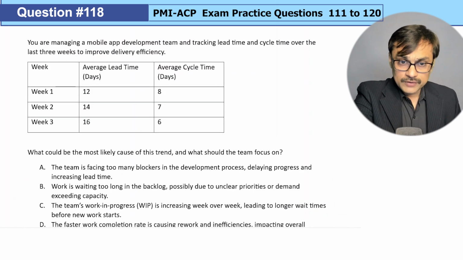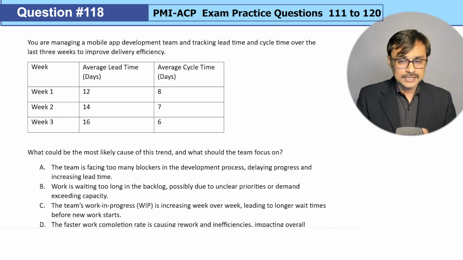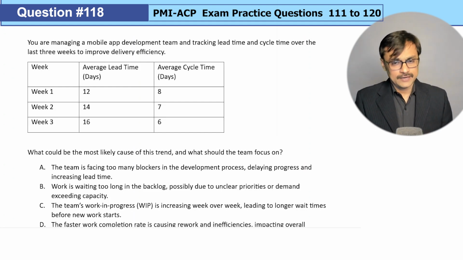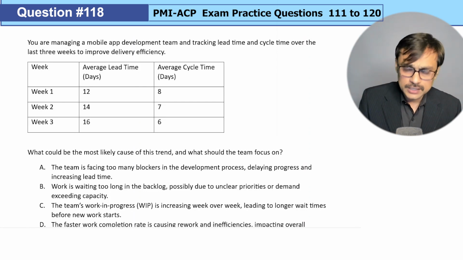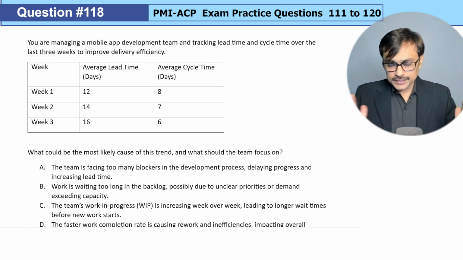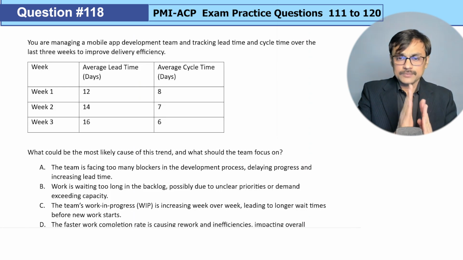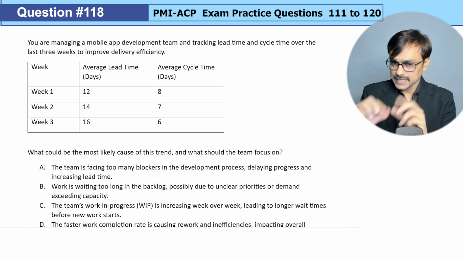Now, question number 118. You are managing a mobile app development team and tracking lead time and cycle time over the last 3 weeks to improve delivery efficiency. So you have an average lead time and an average cycle time. One thing is very clear: the average cycle time is reducing and the average lead time is increasing. When I just have the word cycle time and they don't give a further breakdown, I can assume cycle time is the time from when the team starts working on it to when the team finishes their portion of work.